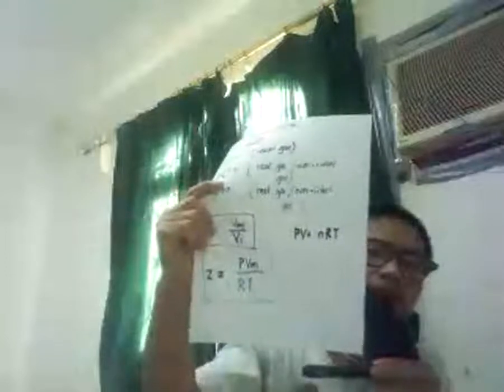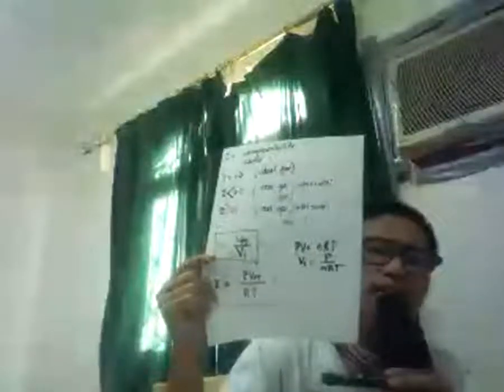PV = nRT, right? So for the value of V, treat that as Vi, where i represents ideal. So Vi is equal to nRT over the pressure, right?